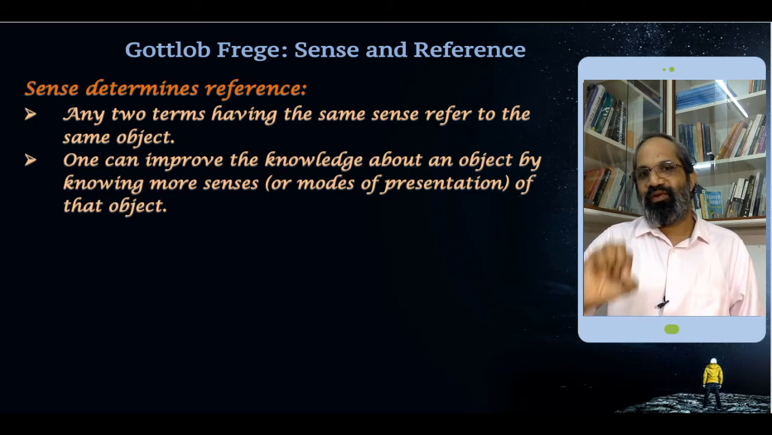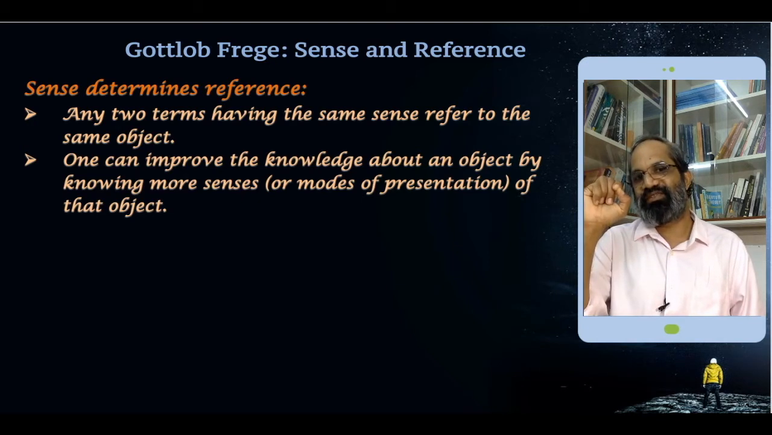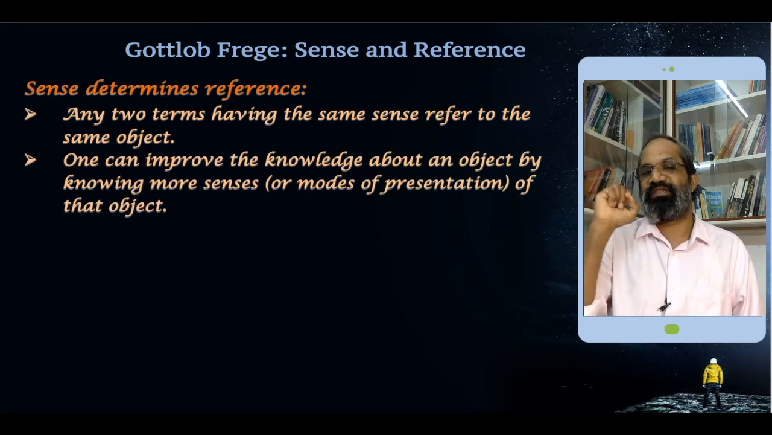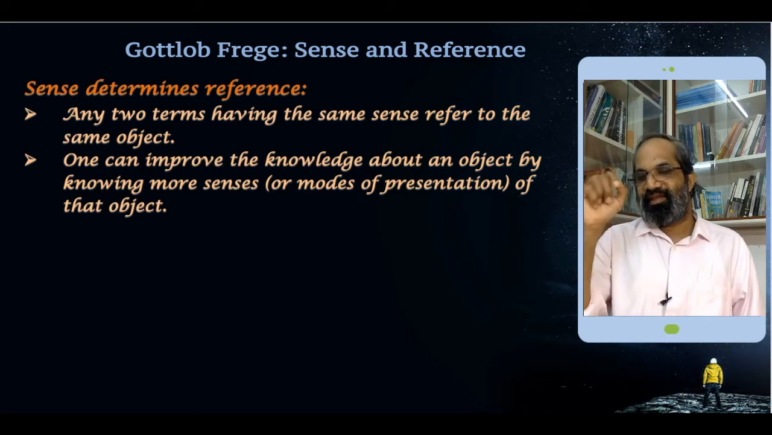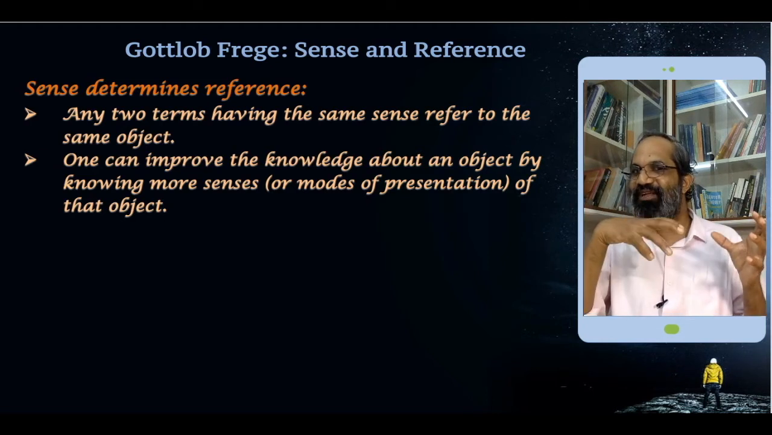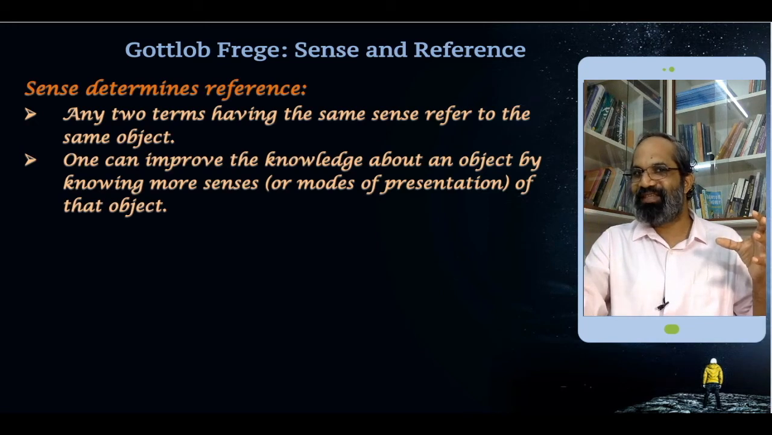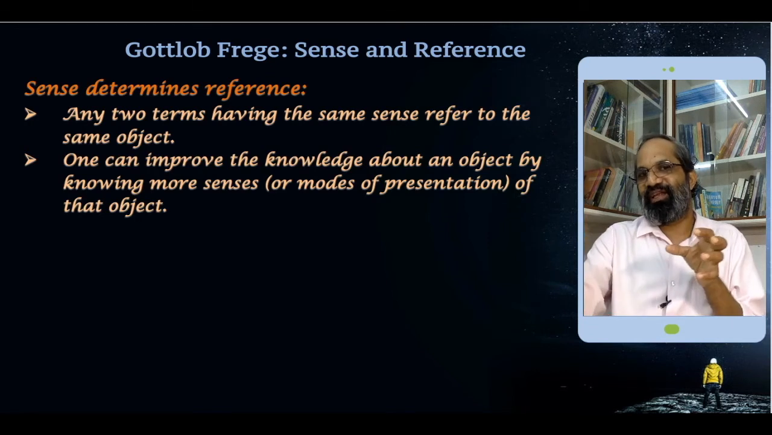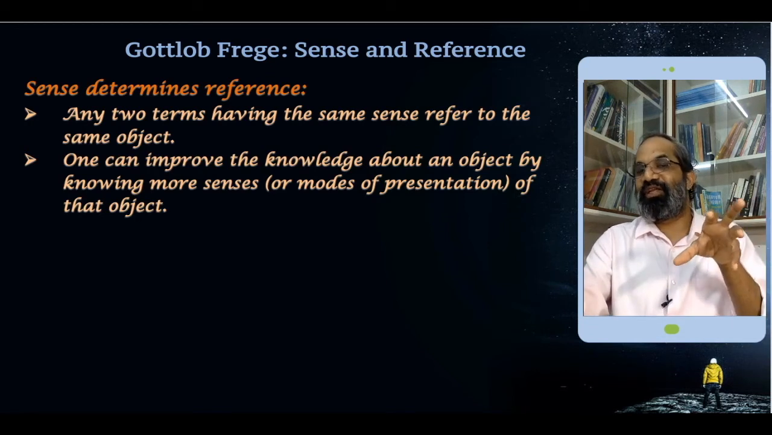One can improve the knowledge about an object by knowing more senses or modes of representation of that object. That is, one and the same object can be presented to you in different ways. This actually improves the knowledge about that object. So if the sign differs, the object remains the same. Since the sign differs, the mode of presentation differs. So you are getting one and the same object presented in different ways so that you can improve the knowledge about that object.